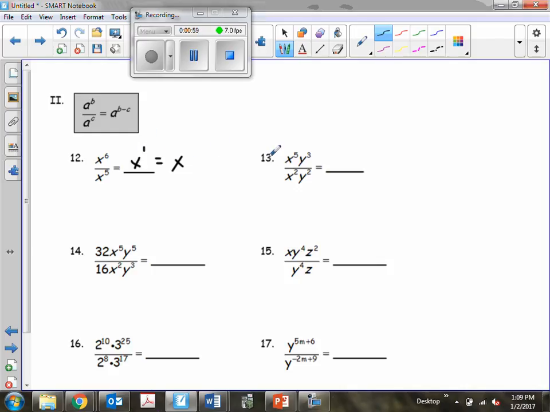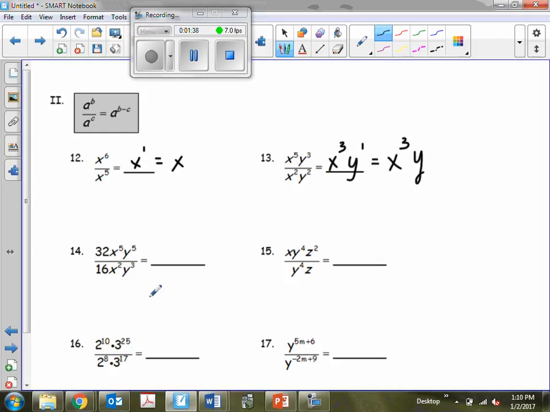Now, if we take a look at number 13, we have two bases, so we have to identify both of them separately. If we look at the x, we have x to the 5th and x to the 2nd. So if I do 5 minus 2, I would get x to the 3rd for the first one. For my y, I have y to the 3rd and y to the 2nd, so I would do 3 minus 2, which gives me y to the 1st. And again, I could simplify this down a little bit more by writing x to the 3rd y, because I don't need that 1. I can rewrite it where I don't write that 1.